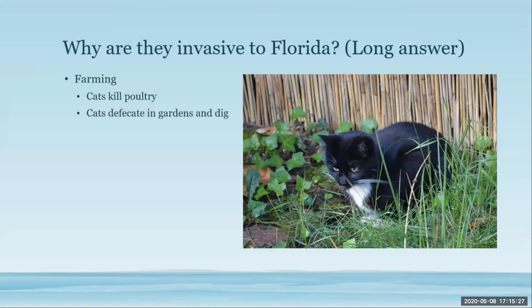So another not so fun fact about the invasiveness of cats is that if you're into farming, feral cats would become a nuisance because they have a tendency to kill poultry. And not only that, but they have a tendency to defecate in gardens and dig. So with their feces, they're exposing any farm animals to that toxoplasmosis. Not only that, but the digging itself could damage crops.